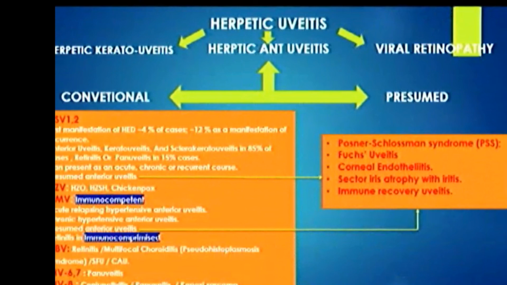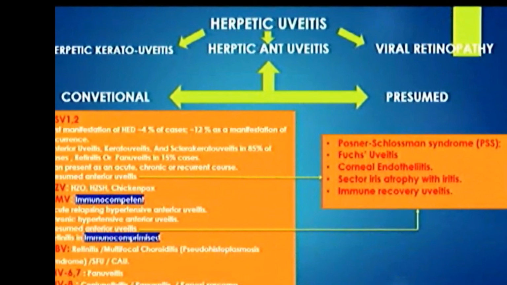Cytomegalovirus is a newly recognized type of virus, just less than a decade. There are a lot of papers about this type of virus. It commonly causes anterior uveitis in immunocompetent patients. It has many forms. It can be acute relapsing anterior uveitis, or chronic hypertensive anterior uveitis, or in the form of presumed anterior uveitis, as the arrow shows, in the form of Posner-Schlossman, Fuchs, or endotheliitis. Very commonly, we find cytomegalovirus on PCR.